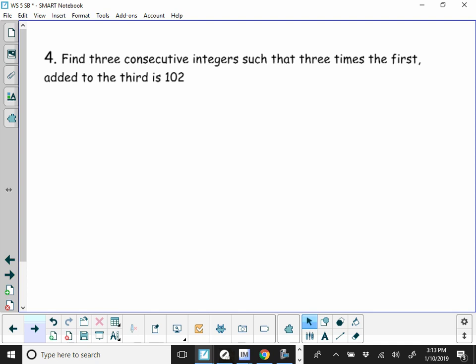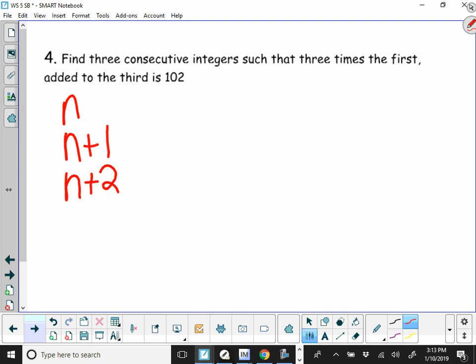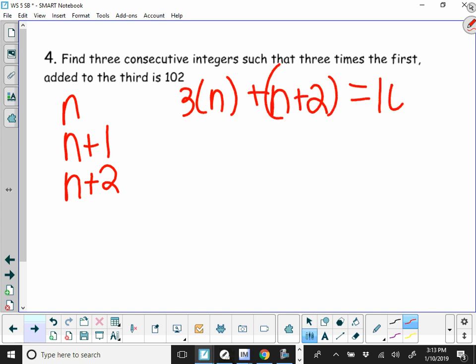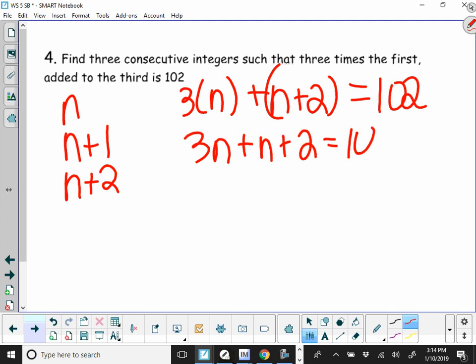Number 4, find 3 consecutive integers such that 3 times the first, so consecutive integers is n, n plus 1, and n plus 2, such that 3 times the first added to the third is 102. And I believe a problem very similar to this is in your notes, so I'm not going to work it out all the way to the end.